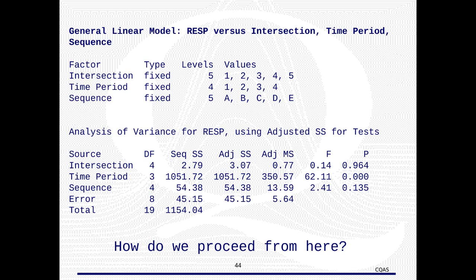With 8 degrees of freedom in our error term and a residual sum of squares of 45.15, our model captures substantial variation in the data. This analysis establishes our baseline understanding. However, we face a methodological question as we contemplate extending this framework. What analytical strategies become necessary when we incorporate additional blocking variables beyond these 3 factors?